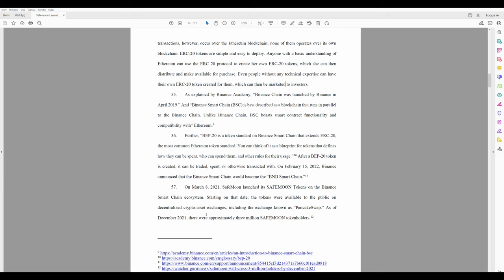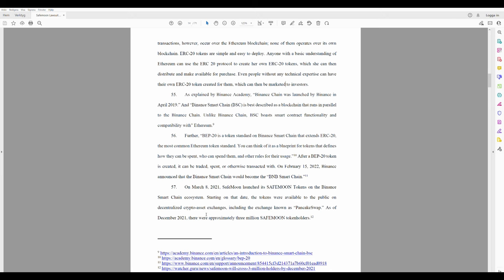Further, BEP20 token. BEP20 is a token standard on Binance Smart Chain that extends ERC20, the most common Ethereum token standard. You can think of it as a blueprint for tokens that defines how they can be spent, who can spend them, and other rules for their usage. After a BEP20 token is created, it can be traded, spent, or otherwise transacted with. On February 15, 2022, Binance announced that the Binance Smart Chain would become the BNB Smart Chain.